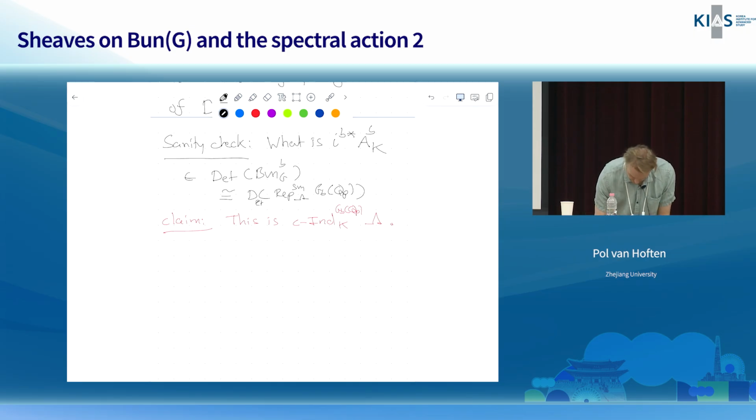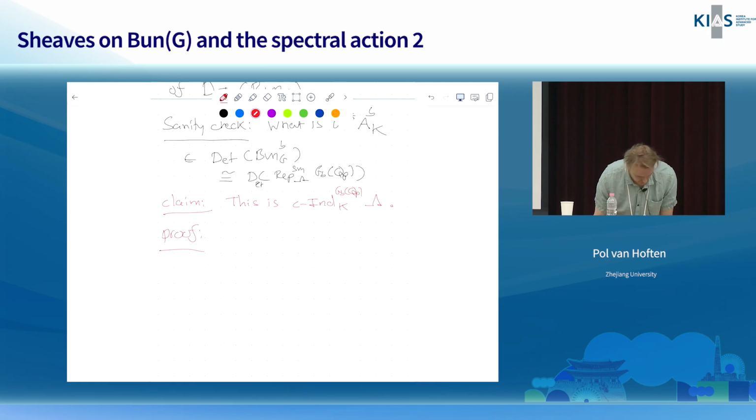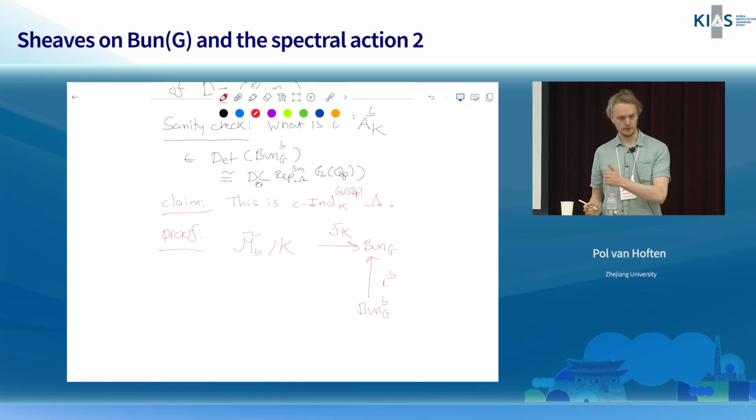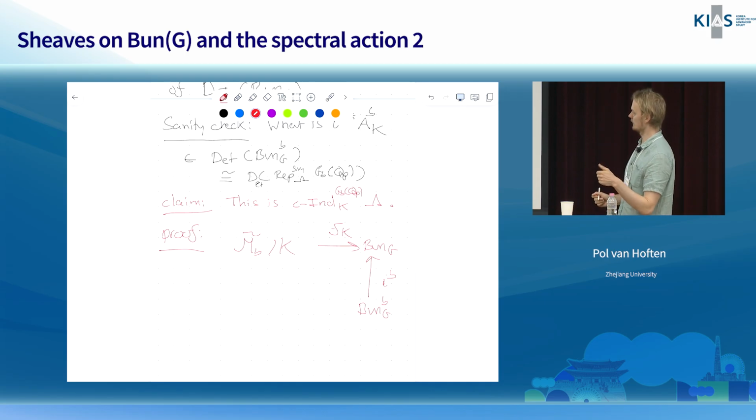So I'm going to use proper base change. I have this M_B tilde mod K, and I have my f_K to Bun_G, and I'm going to pull back along Bun_{G_B}, my i upper B, and because I'm doing a shriek pushforward, this commutes with pullback. So I can try to compute the fiber product here.